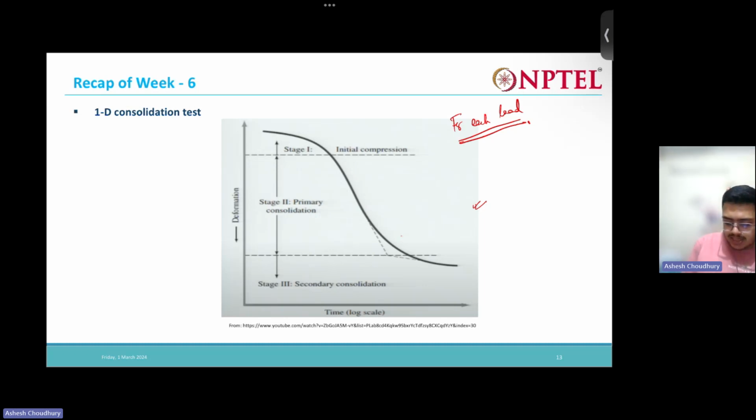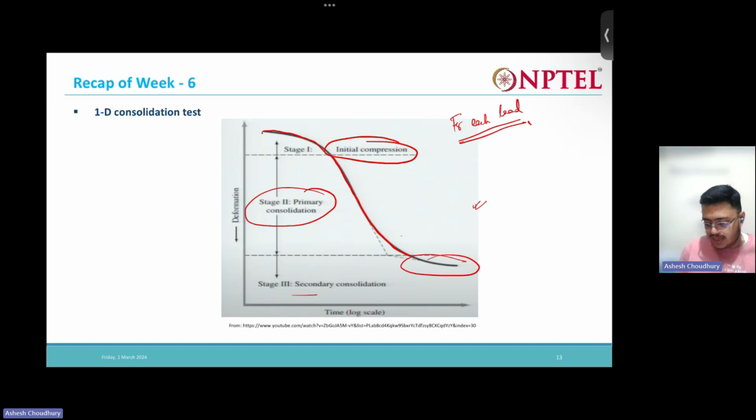Initially you can see this part is known as the initial compression. After that you can see this line is the main part where the main consolidation settlement is occurring, and after that this part is called the secondary consolidation. The most important one is this one, the primary consolidation.